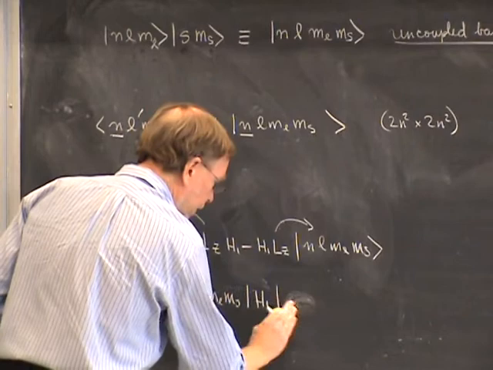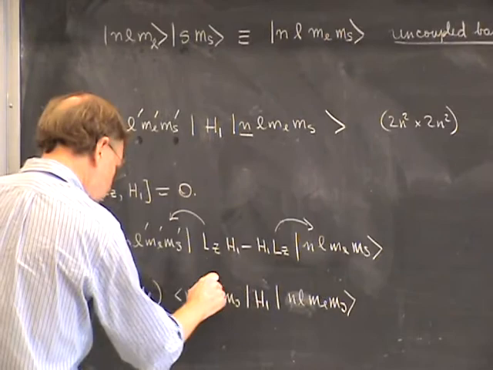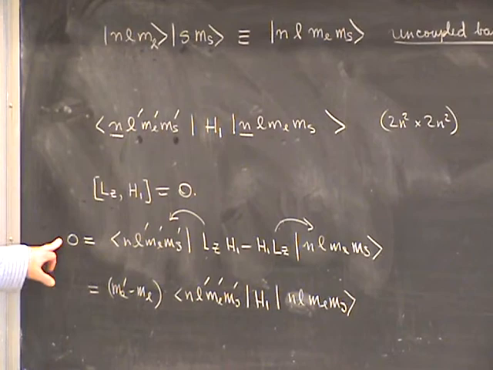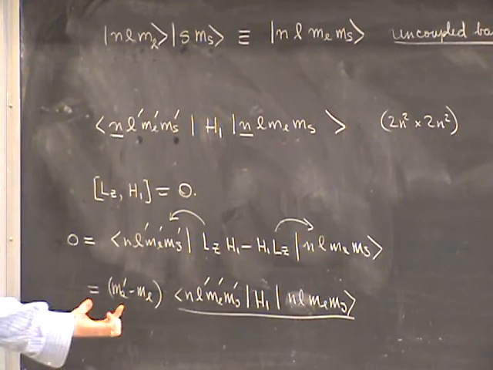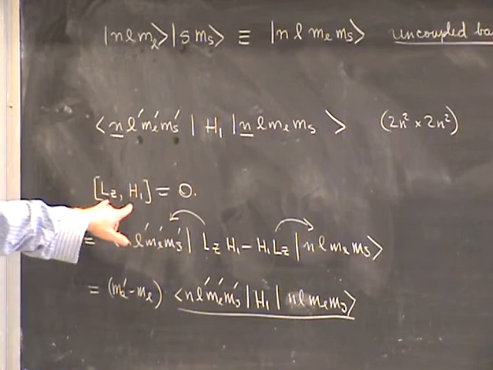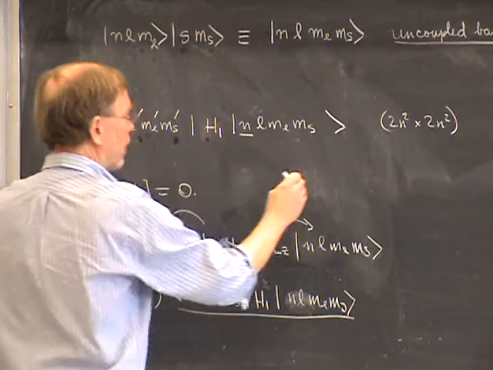The trouble with this subject is that it takes so long to write everything out. What you see is that either the matrix element of the Hamiltonian vanishes, or else the magnetic quantum numbers are equal. What that means is if the perturbing Hamiltonian commutes with L_z, then it is actually diagonal in the m_l quantum number. This whole thing is proportional to the delta of m_l and m_l prime.